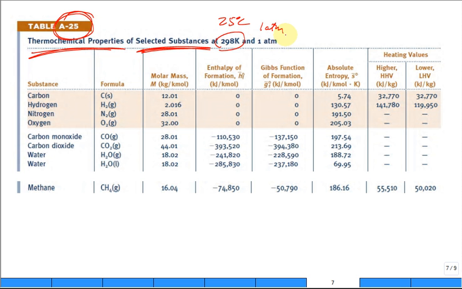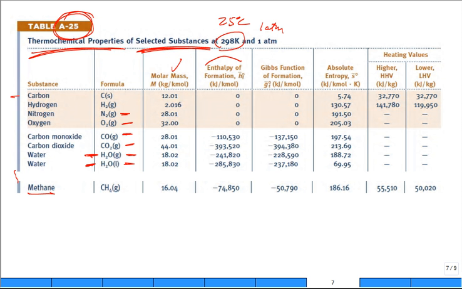So carbon, solid carbon, like coal. Nitrogen in the gas state, oxygen in the gas state. Here is carbon monoxide, carbon dioxide in the gas state. Water can be in the gas or in the liquid state, so they have that parenthesis L for liquid. And then down here, I just skipped a bunch, but methane in the gas state. Notice they give us the molar mass.